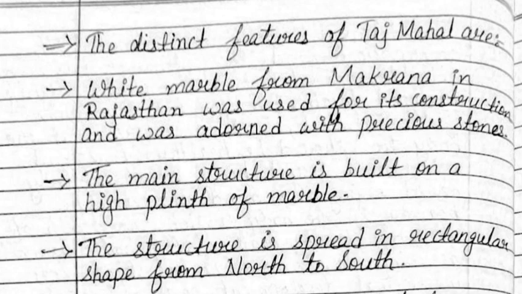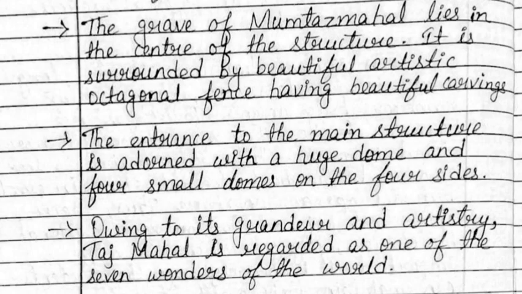The structure is spread in rectangular shape from north to south. The grave of Mumtaz Mahal lies in the center of the structure. It is surrounded by a beautiful artistic octagonal fence having beautiful carvings. The entrance to the main structure is adorned with a huge dome and four small domes on the four sides. Owing to its grandeur and artistry, Taj Mahal is regarded as one of the seven wonders of the world.